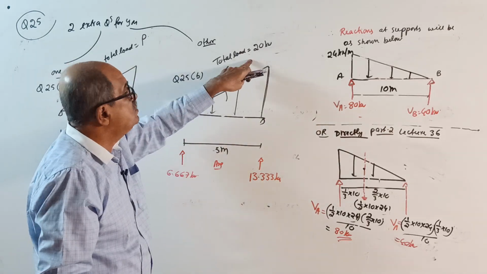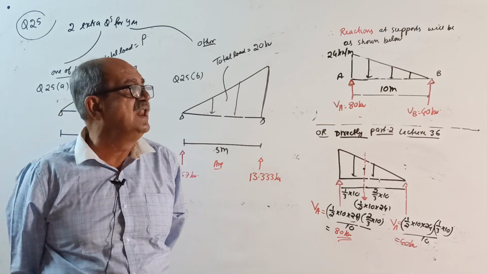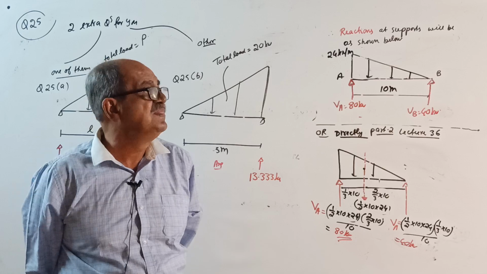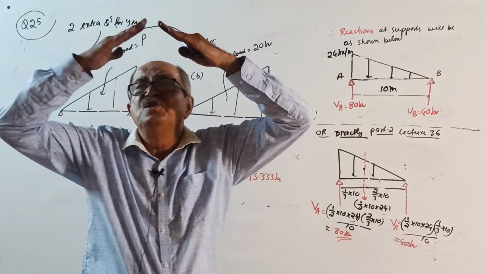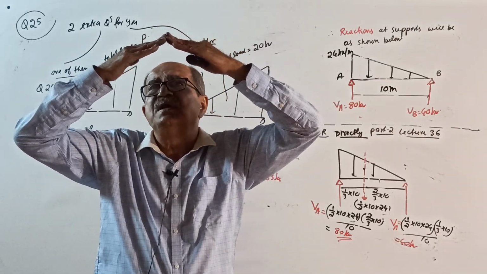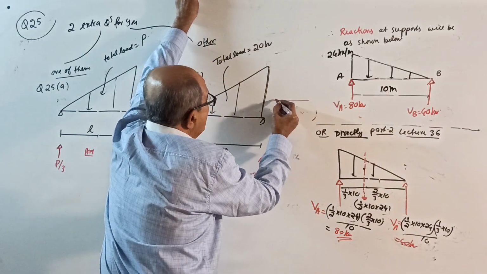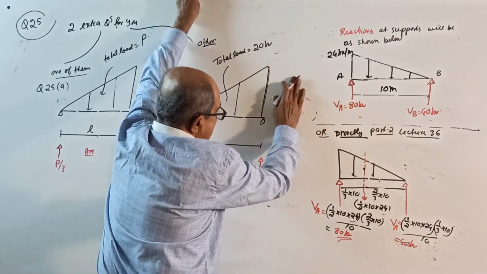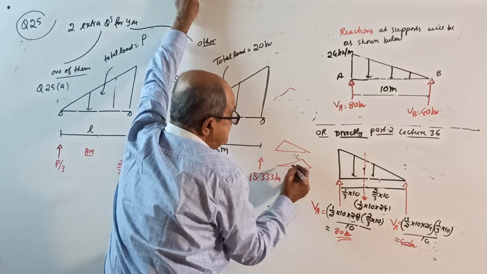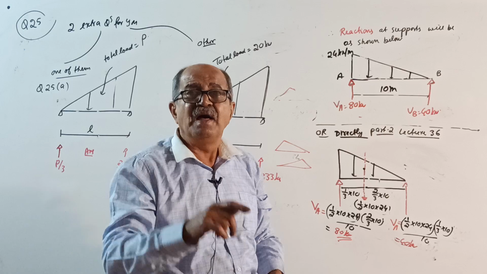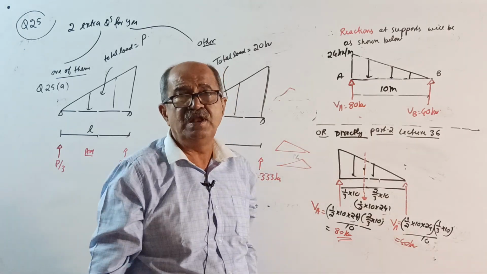I will tell what to do if they give total load. I will explain for both UDL and UVL. It will take some 15-20 minutes. Then I will complete this question, and then I will complete uniformly varying load represented by an isosceles triangle. But for a general triangle, two cases are there. One of them is this way, the other is this way. This takes more time. That I will do in another class, because these two itself will take more than 40 minutes.